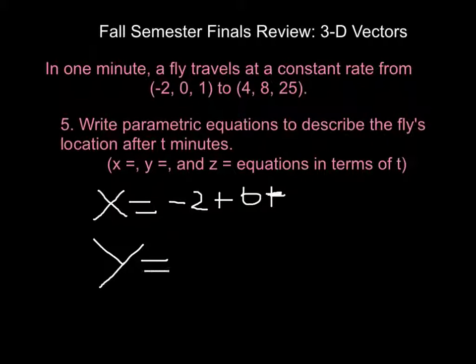y equals 6 plus 8t. Or is that 0? That's a 0. Oops. I actually wrote 6. I was thinking of the 6t. So y equals 0 plus 8t. And then z equals 1 plus 24t.